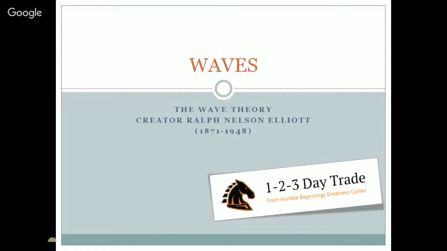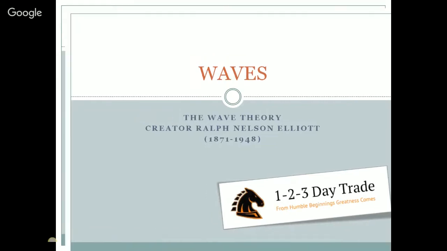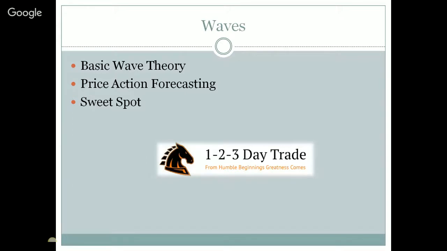Anyway, the wave theory, as I like to call it, was created by Ralph Nelson Elliott, like I said, between 1871 and 1948. So what I'd like to talk a little bit more about today is basic wave theory, price action forecasting, how you can actually try to forecast out using your daily chart. You can forecast where you can see next resistance and next support. It's a forecasting tool that I use that hopefully you can use as well. And then we're going to talk today about the sweet spot of the trade. So the sweet spot of our wave theory, or the wave principle, or Elliott wave, however you want to call it, there is a sweet spot in the trade, and that's what I try to capitalize on.